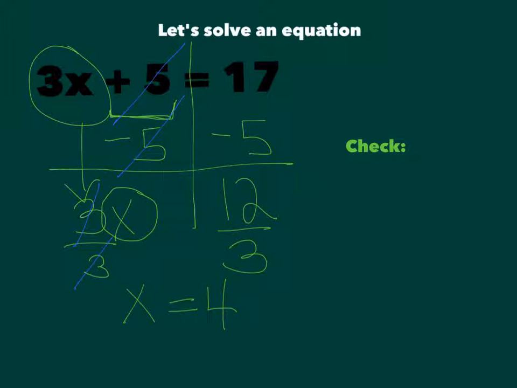Let's go ahead and check our work and see if 4 is going to work. So what we're going to do is take our original equation, 3x plus 5, and substitute in our value of 4, where the x is supposed to be. So we get 3 times 4 plus 5 is 17. 12 plus 5 equals 17. And that is a true statement. So we solved the equation correctly.